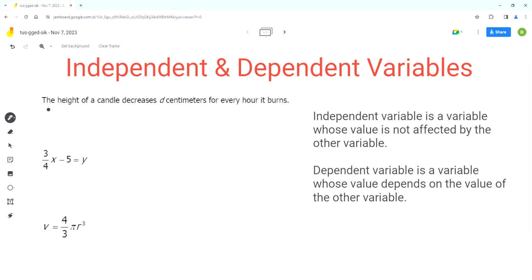So the first relation is the height of a candle decreases d centimeters for every hour it burns. So what that means is the longer the candle burns, more will be the decrease in the height of that candle. So in 1 hour, the height decreases by d centimeters, and in 2 hours, the height will decrease by 2d centimeters. So that means as more time goes by, the more is the decrease in the height of the candle. So as a result, the independent variable here is time in hours.